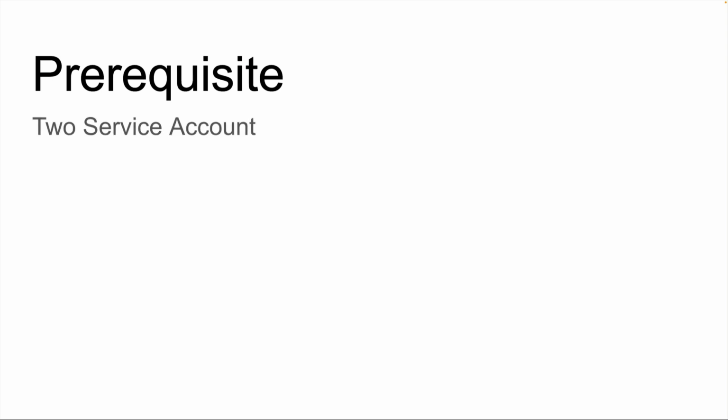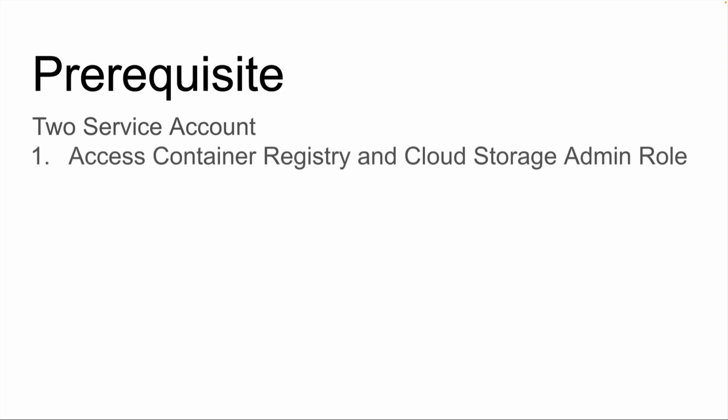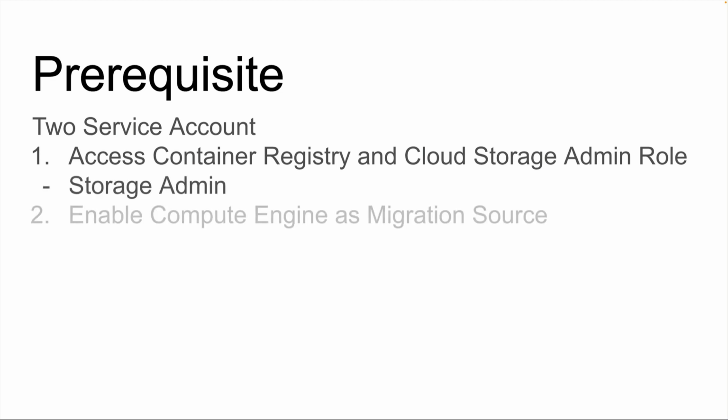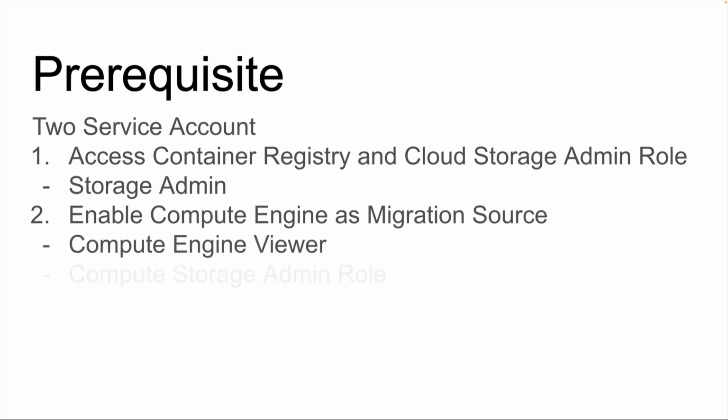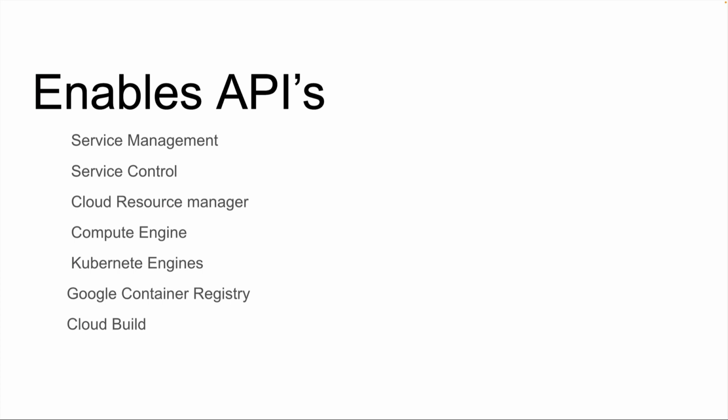First of all, you need to create two service accounts. One service account has access to Container Registry with the Cloud Storage admin role, and the second one enables Compute Engine as a migration source. And what are the roles you need to define? Compute Engine viewer, Compute storage admin role, and then what APIs need to be enabled.